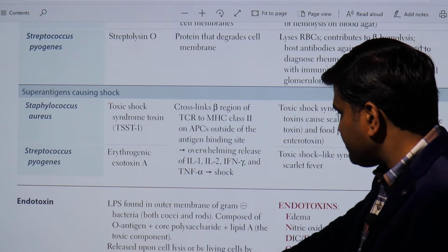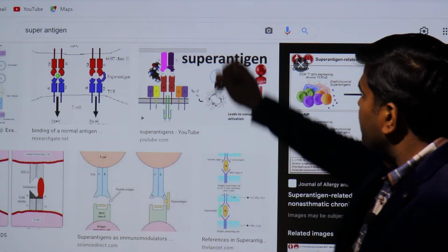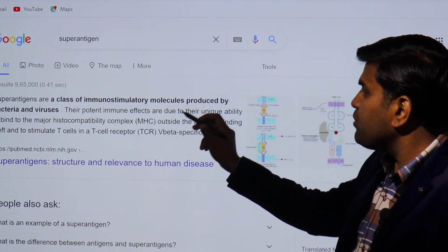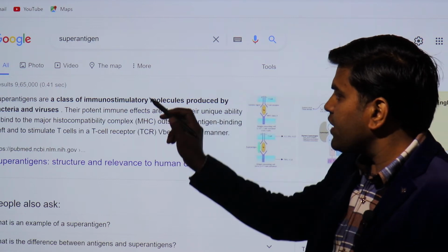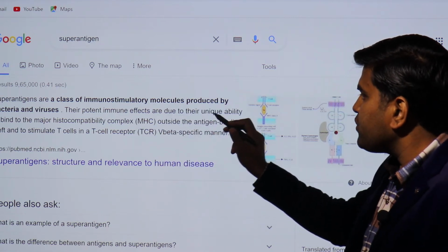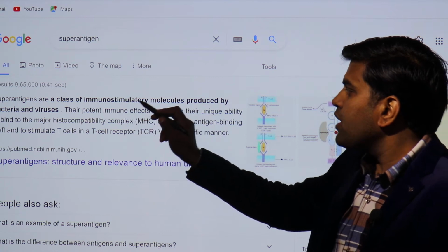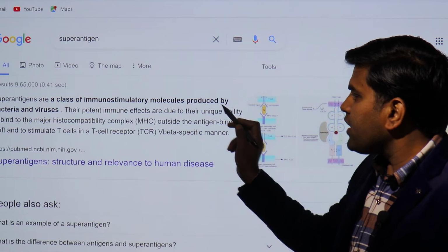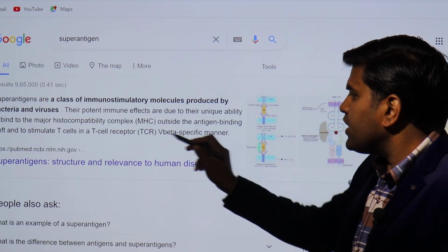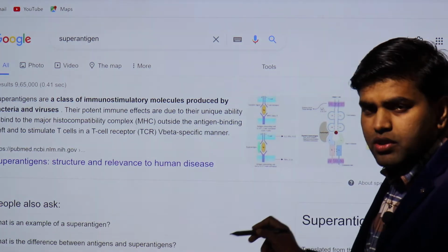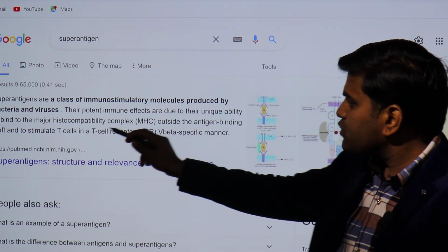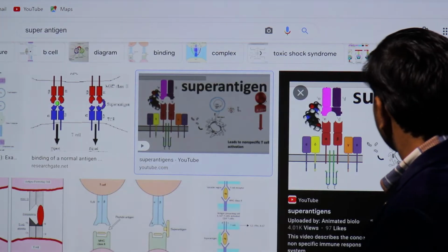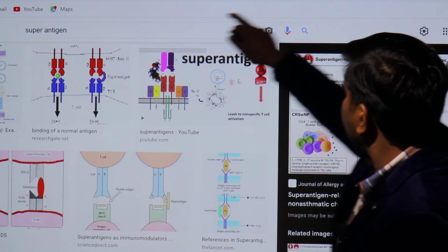Let me show you. Superantigens are a class of immunostimulatory molecules produced by bacteria and viruses. Their potent immune effect is due to their unique ability to bind to the major histocompatibility complex outside the antigen binding cleft, and to stimulate the T cell via the T cell receptor in a specific manner. Initially, it should bind to the major histocompatibility complex, as you can see in the picture over here.